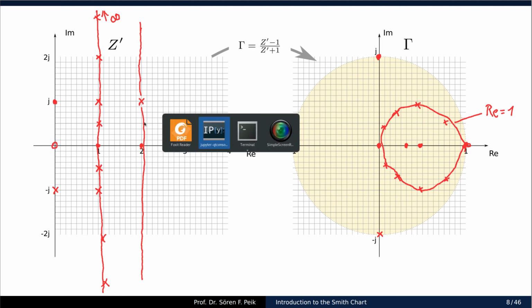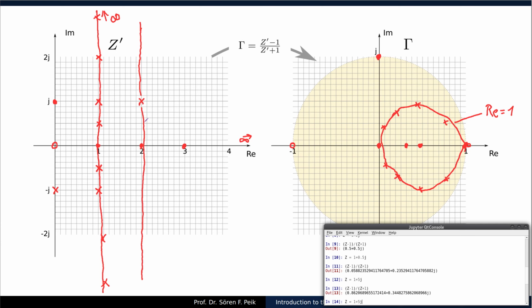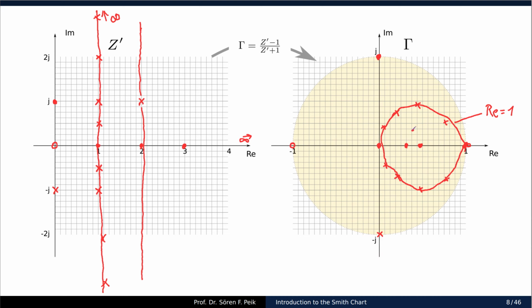2 plus j, what is 2 plus j? Let's calculate this. 2 plus j, the reflection coefficient of 2 plus j. Sorry, 1, I need a 1. Is 0.4, 0.2. 0.4 somewhere here, 0.2 is somewhere here. So there's something like this. And the same for the negative, no? And this point we have already, which is this one here, no? Let's do this again.